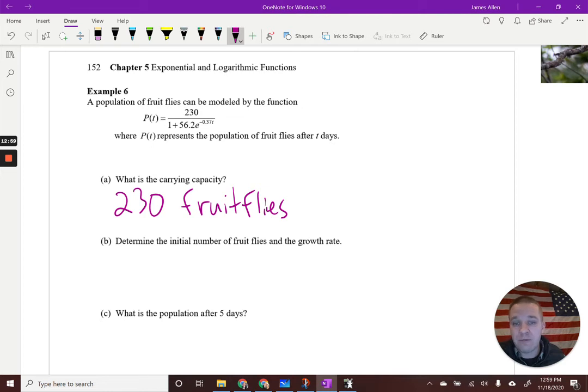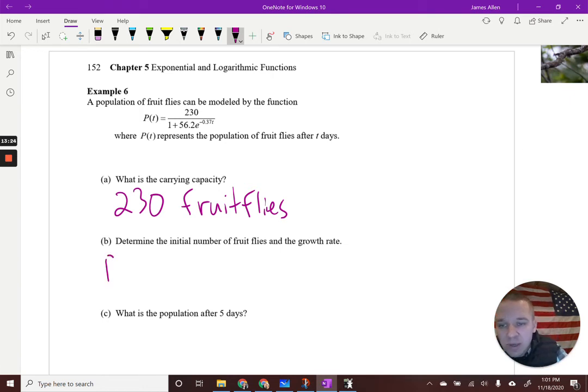Determine the initial number of fruit flies and the growth rate. So for the initial number of fruit flies, we actually don't get to just see it in there, kind of like the A-PERT, any of those exponential growth formulas. It's not actually shown in here. But if I plug in 0 for T, when time starts, that's the initial number of fruit flies, right?